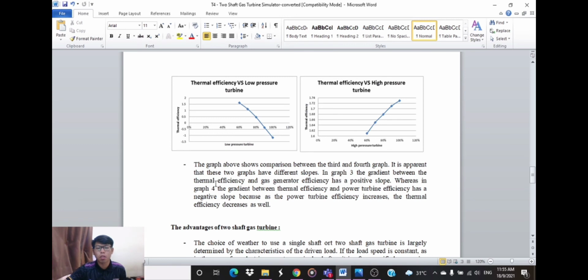As you can see, the graph above shows a comparison between the third and fourth graphs. It is apparent that these two graphs have different slopes. In graph 3, the gradient between the thermal efficiency and gas generator efficiency has a positive slope, whereas in graph 4, the gradient between thermal efficiency and power turbine efficiency has a negative slope, because as the power turbine efficiency increases, the thermal efficiency decreases.